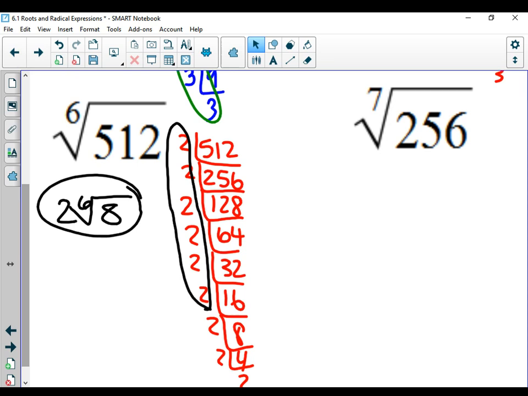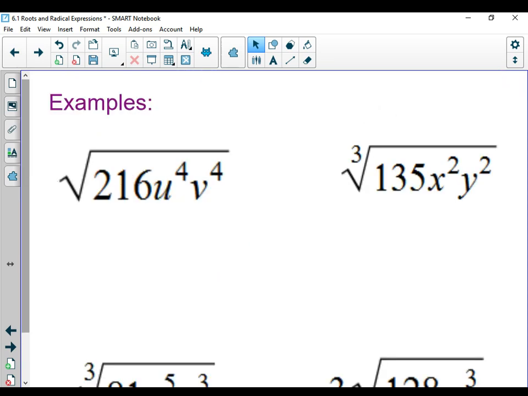Okay, the good thing is the next thing we're adding to this are variables. If I give you a set of variables that are inside the radical, really nothing's stopping you from doing the same thing. What I mean by that is, let's do 216. Just right now, I want you to break down 216. Don't worry about the variables just yet. Just 216.